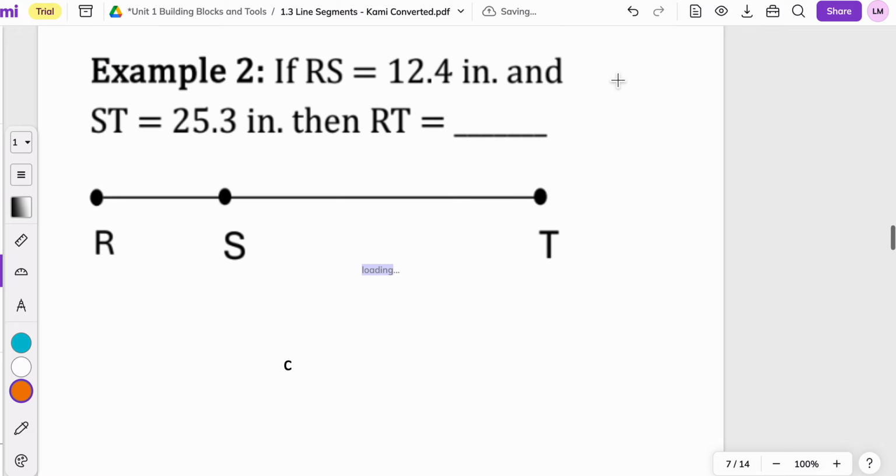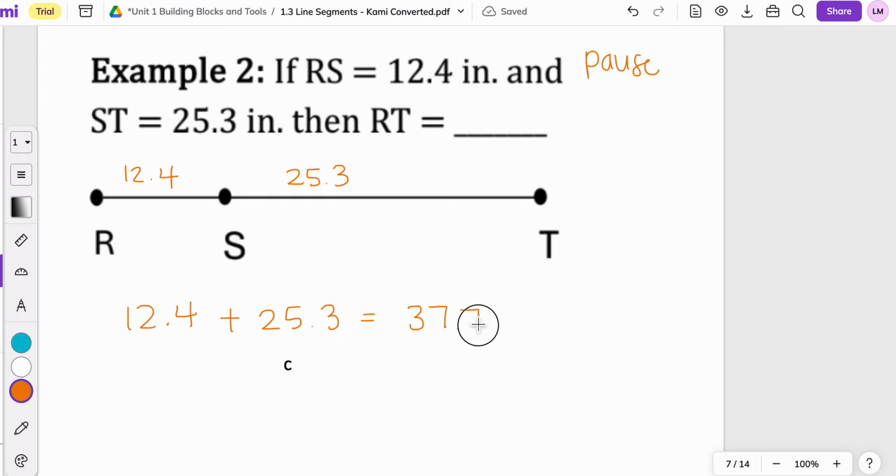Example 2, if you want to pause this, you can go ahead and try it on your own, but find the measurement of RT if you know RS is 12.4 and ST is 25.3. Something that might be helpful for you here is to go ahead and label RS is 12.4 inches and ST is 25.3, so we're still adding these two together. So 12.4 plus 25.3 is going to give us 37.7 inches. Make sure my decimal's showing up good.